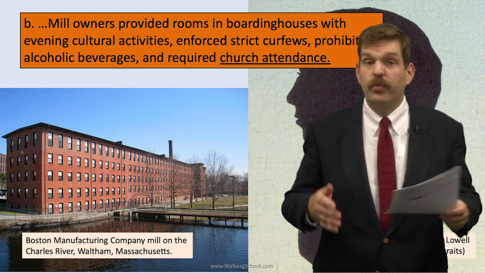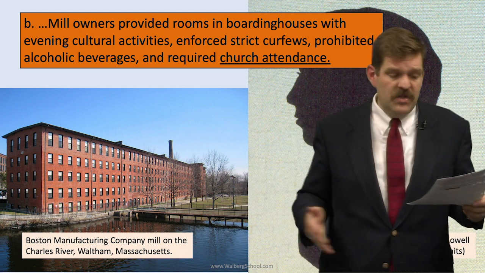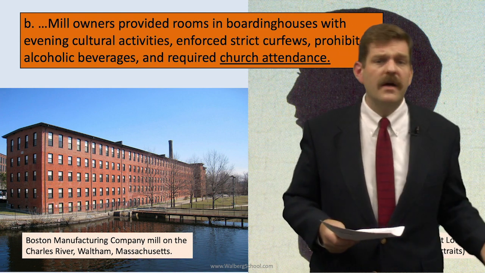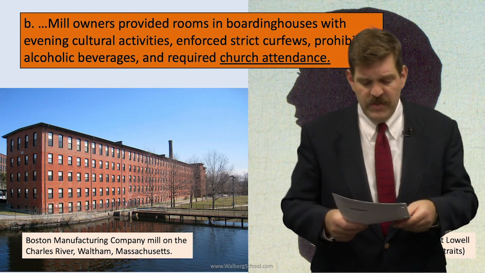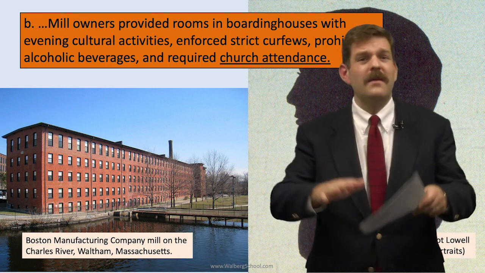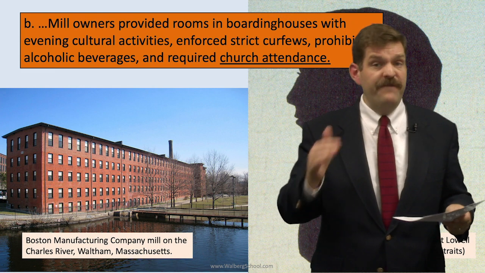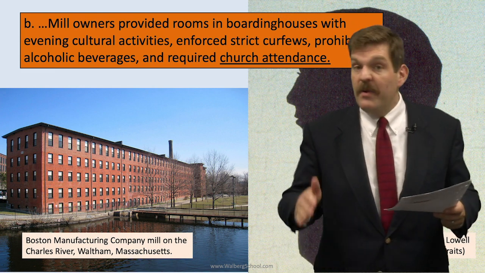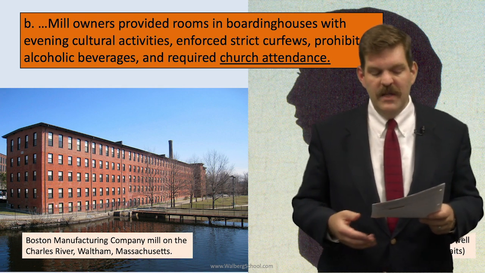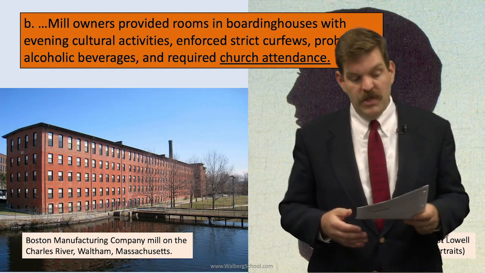Mill owners provided rooms and boarding houses and a place to live, with things to do in the evenings, cultural activities, but they also enforced strict curfews. They were prohibited certain pieces of lifestyle like alcoholic beverages, and they required church attendance. It wasn't just enough to be a good worker, you also had to be a good fit for the system. By combining that improved technology, but also efficient and low-paid female labor, but also tariff protection, protecting their exports, the Boston Manufacturing Company sold textiles at cheaper prices than their previously superior British companies.